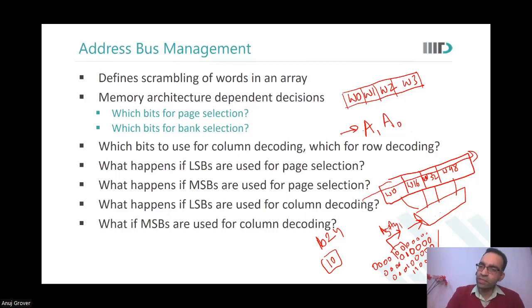So which bits you send to the column multiplexer will decide which words sit next to each other in a row. Do you see this?